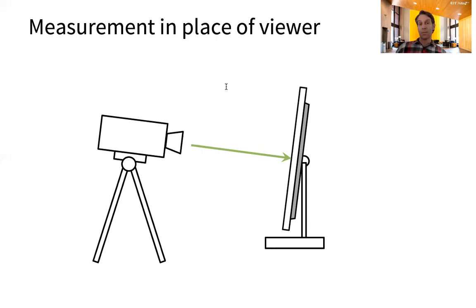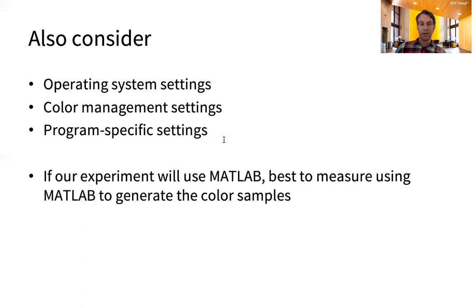I would typically use a spectroradiometer arranged like this, aimed at the center of the display and pointed perpendicular to the display surface. If an experiment would use different regions of the display, then maybe other regions should be measured as well, first to confirm that they behave the same, and if not, to build compensated display models for different regions of the display. Other details to consider are operating system settings, color management settings, program-specific settings.